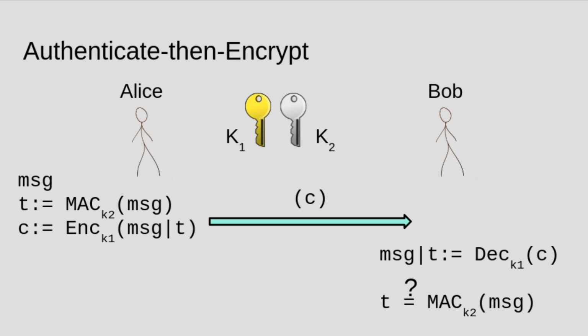Here's another construction. This is authenticate, then encrypt. So first authenticate, then encrypt. In this scenario, Alice has a message. Again, Alice and Bob share two separate secret keys, K1 and K2. Alice first computes the MAC of the message to compute some tag. Alice then concatenates the message with the tag and encrypts this all together to produce the ciphertext. And Alice sends the ciphertext on the wire to Bob.